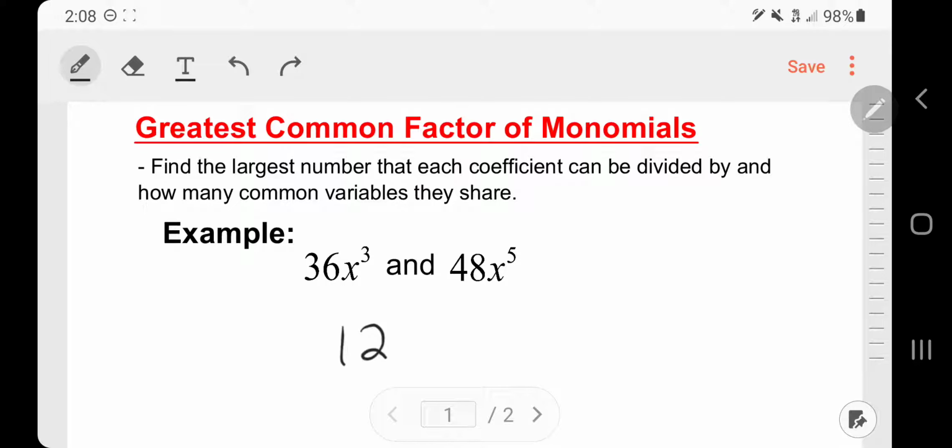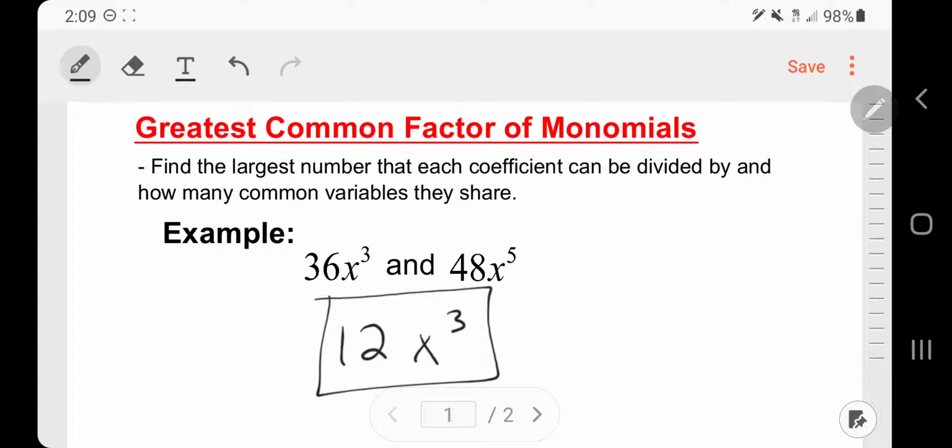And then we're going to look for how many common variables they have, or how many x's they have in common. The easy way to find this is just by looking at your exponents and looking for the lower of the two. So I have an x to the third and I have an x to the fifth. Okay, so we're going to use the x to the third because they would each have an x to the third in common. We wouldn't use x to the fifth because, again, we don't have 5 x's in the first one to have in common. Okay, so 12x to the third would be our greatest common factor between those two monomials.